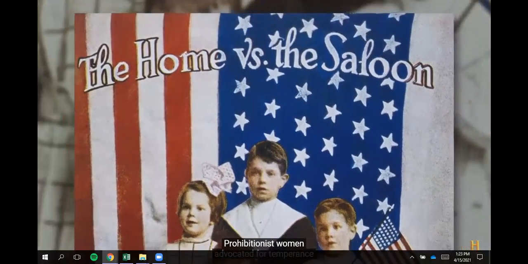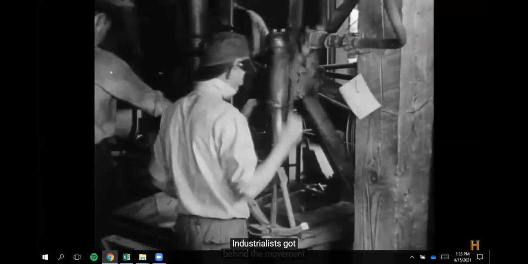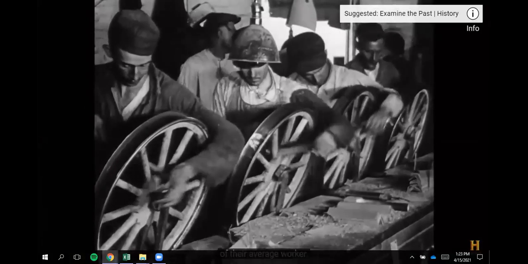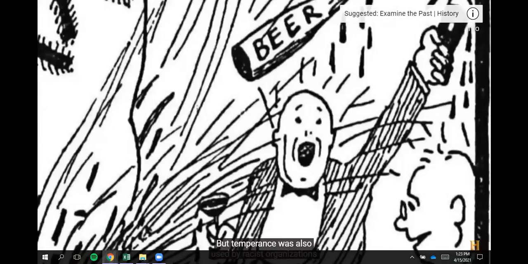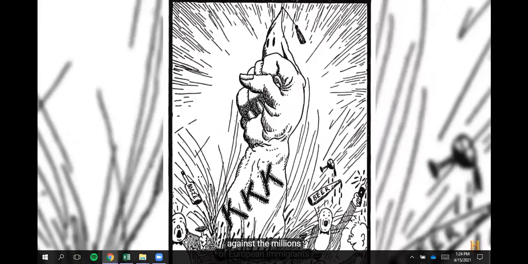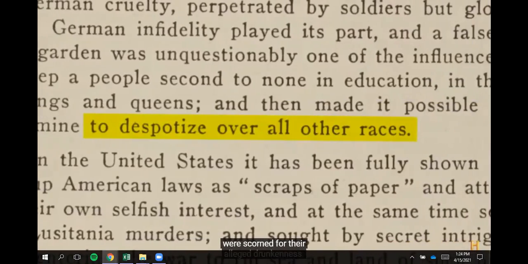Prohibitionist women advocated for temperance as a means of combating their abusive, alcoholic husbands. Industrialists got behind the movement because they thought alcohol was limiting the potential output of their average worker. But temperance was also used by racist organizations as an outlet for their xenophobic views against the millions of European immigrants coming to the United States. The Germans and Irish in particular were scorned for their alleged drunkenness.